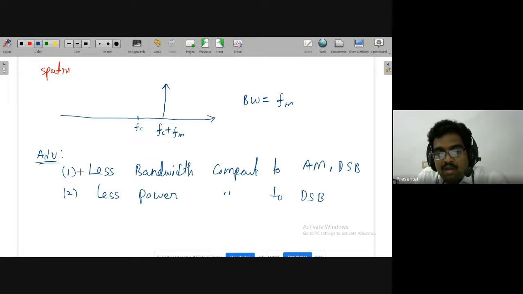But we cannot use SSB all the time. There is some restriction at the receiver side. If you use SSB at the transmitter, what will happen at the receiver side? The receiver will be really complex. To design the SSB receiver will take much cost. That's why most of the time we will not go for SSB, but specifically at some times we will choose an SSB transmitter and SSB receiver.